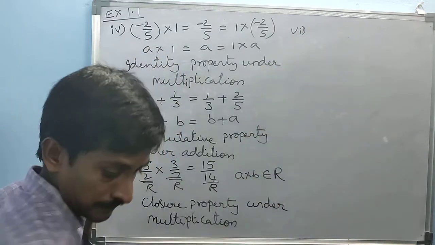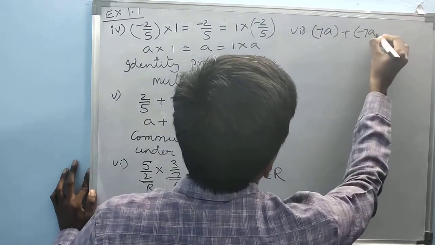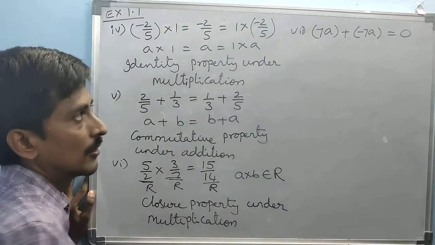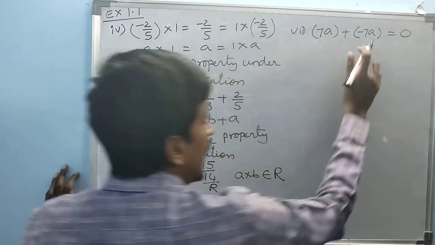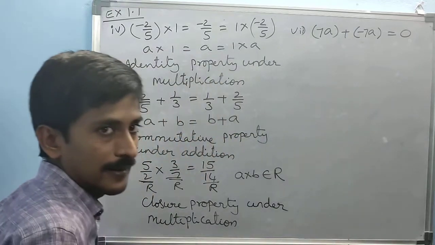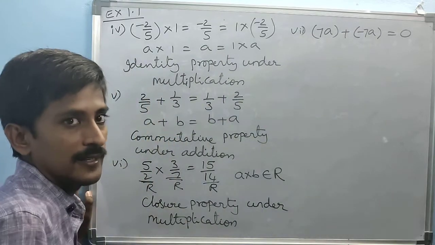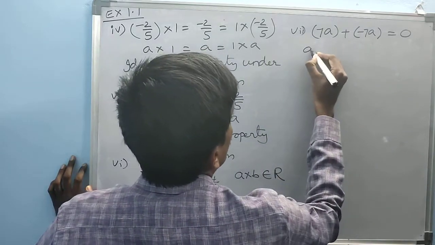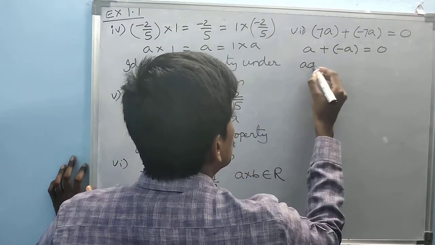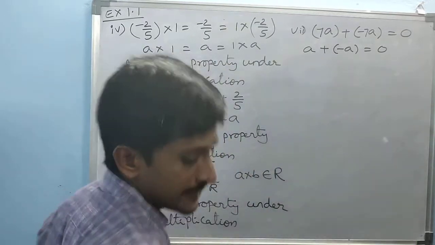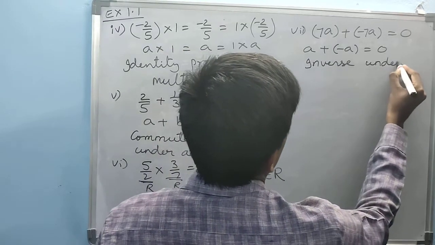Seventh one. 7a plus minus 7a equals 0. When one number is added to another number and gives 0, that minus 7a for 7a is called the additive inverse. I already gave this example. So a plus minus a equals 0. This is the inverse under addition.